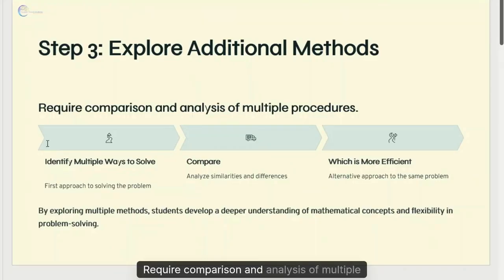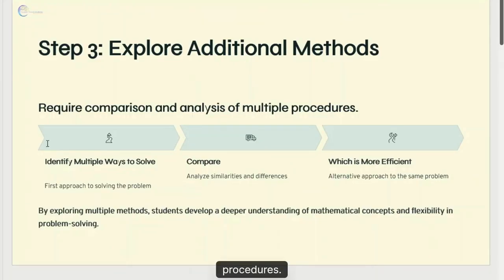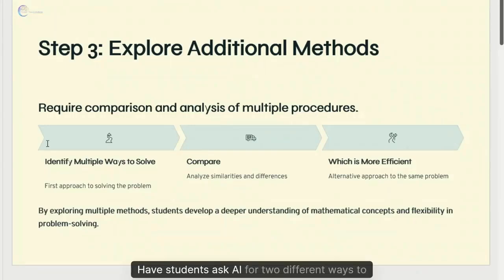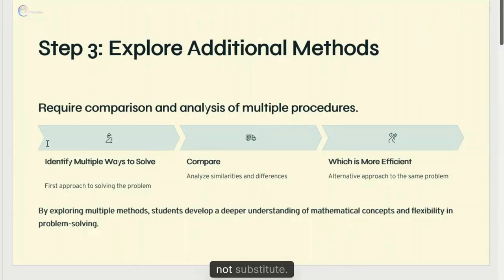Require comparison and analysis of multiple procedures. Once students understand the idea, have them explore additional methods. Have students ask AI for 2 different ways to solve this type of problem, or to compare the steps. Follow up with which is more efficient, which makes more sense to you. Then have them solve it without help while annotating their steps and explaining why they chose that method. This keeps AI in the role of tutor, not substitute.